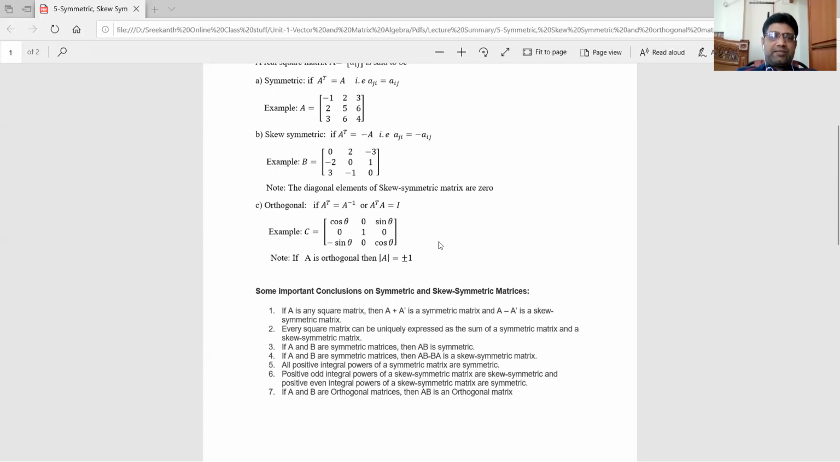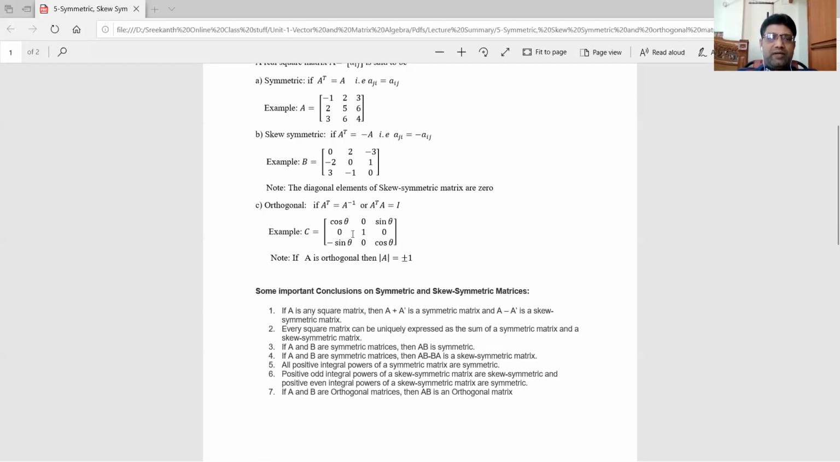Coming to orthogonal matrix. A matrix A is said to be orthogonal whenever A transpose equals A inverse, or we can say A transpose into A, or A into A transpose, equals I. Example, suppose a matrix C is given like this: cos theta, 0, sin theta; 0, 1, 0; minus sin theta, 0, cos theta. If you write its transpose, C transpose, and multiply with C, definitely you will get the identity matrix I.